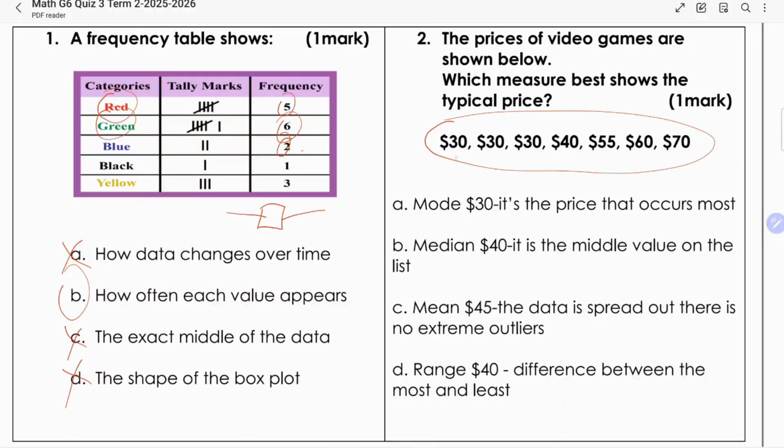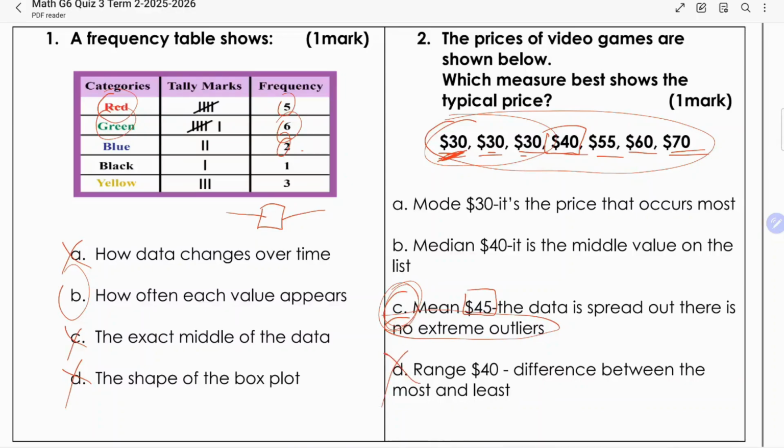Now, if we were to choose the mode and we were to choose 30, it's kind of skewed to this side. It's not giving me a good representation of all of the numbers I have here because I've got 70, 60, 55, 40, 30, 30, 30. Okay. Median is the middle value. Yeah, it's in the middle. But then we've got the mean, which is 45. 45 is closer to 70 and it's closer to 30 than 40. And plus, we do not have any extreme outliers, so the mean is the right answer.